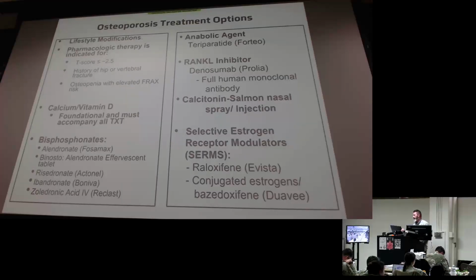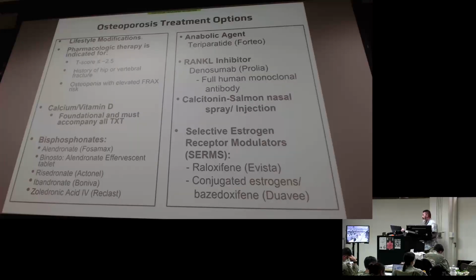And then finally, we're going to talk about SERMs, or selective estrogen receptor modulators. Since we said postmenopausal women are at higher risk because of decreased estrogen, right? Because estrogen is bone protective, then there are some limited uses for estrogen replacement in osteoporosis, and we'll talk about what those uses are.